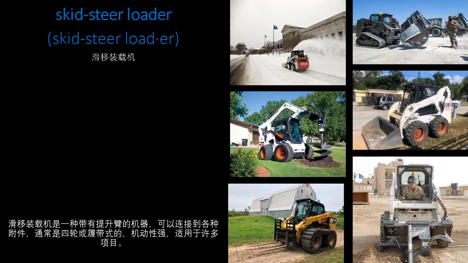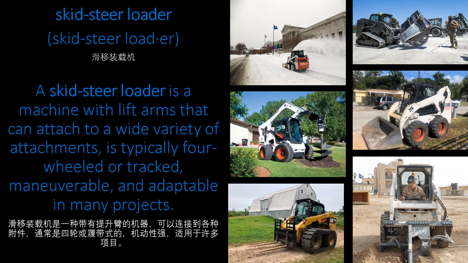Skid steer loader. A skid steer loader is a machine with lift arms that can attach to a wide variety of attachments. It is typically four-wheeled or tracked, maneuverable and adaptable in many projects.